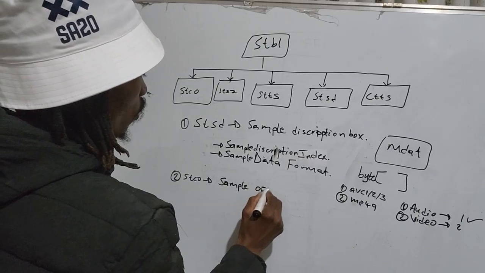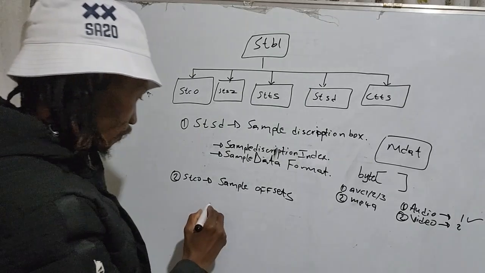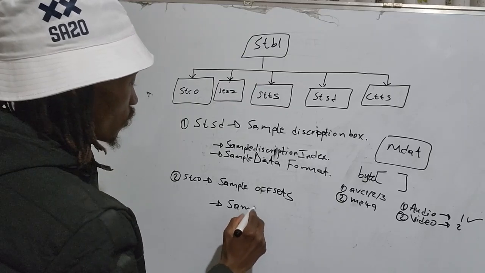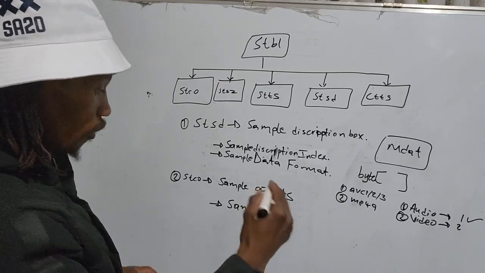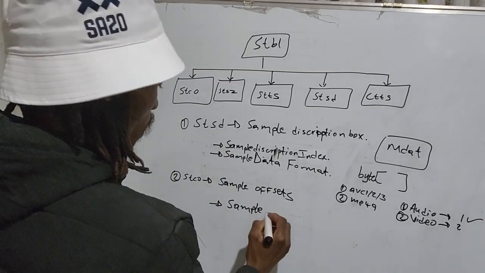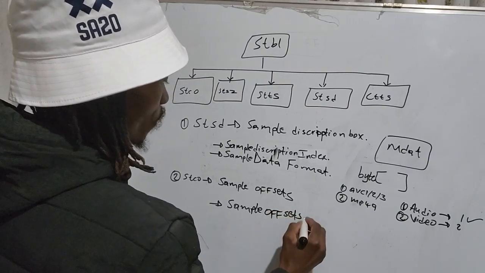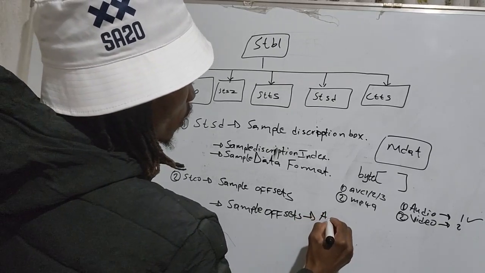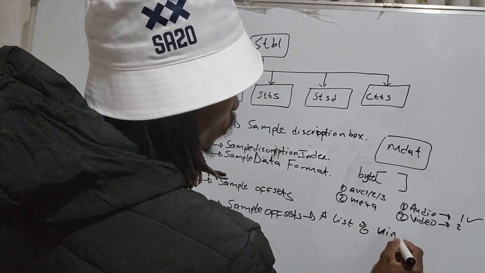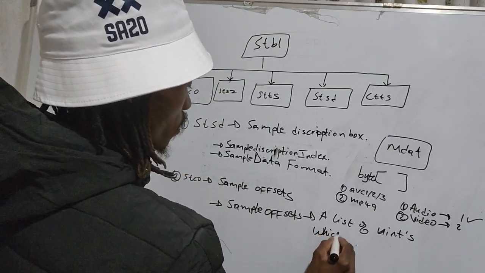So you have a table of offsets here. You're going to have a list of uint, which would be the offsets of a sample. For example, it's a list of offsets here, a list of uint, which are sample offsets.